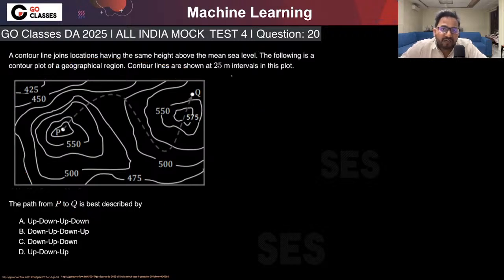So they are having a 25 interval. These are equally spaced. They are saying the contours are equally spaced. If this is 575, then this is 550. Okay, 25 is the spacing for which they are making the contours. Now what they are saying, the path from P to Q is best described by. So if you are going from P to Q, are you going up first?